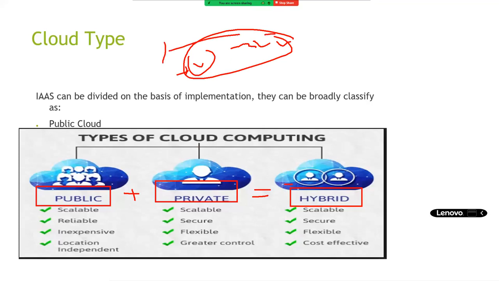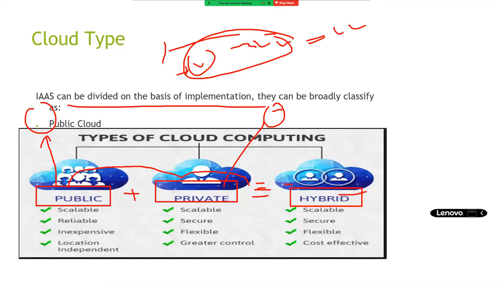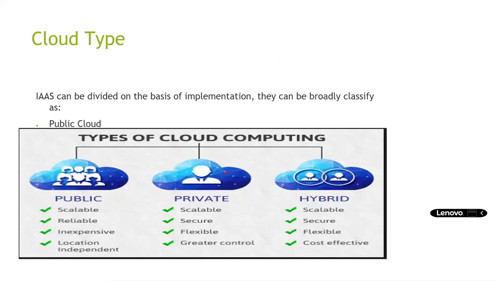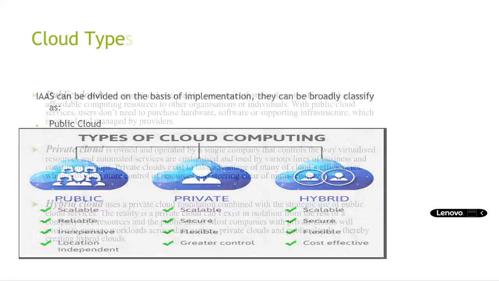The combination of public plus private is what? Hybrid model. Same way here, the combination of public plus private cloud is called hybrid cloud. A few applications run as public, a few more run as private. If you establish a connection between them, we call it hybrid cloud.